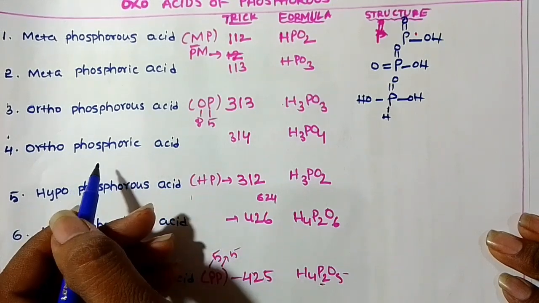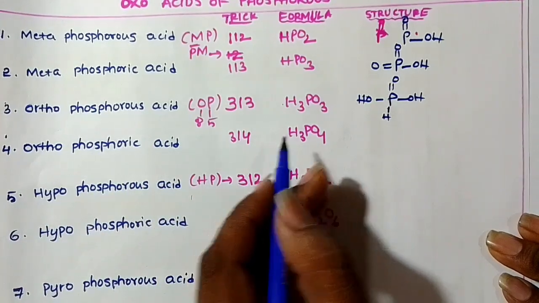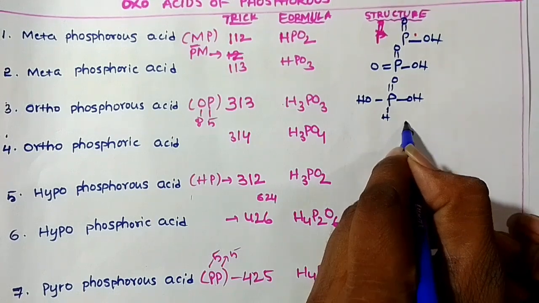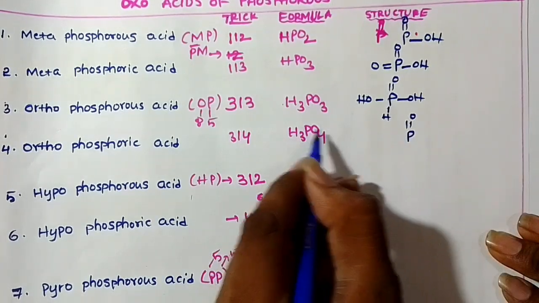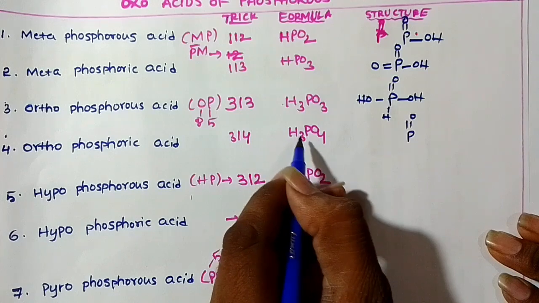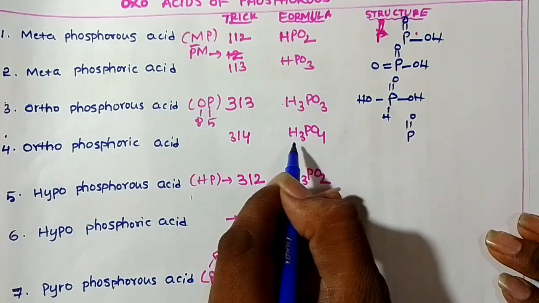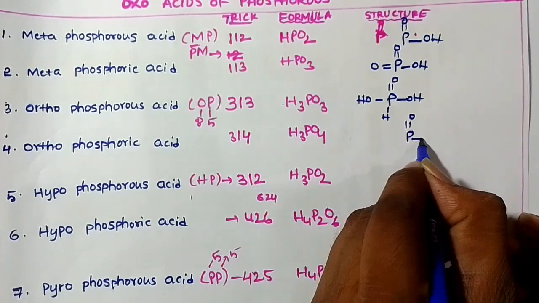Now coming to orthophosphoric acid, the formula is H3PO4, and P double bond O is common. Remaining oxygen atoms 3 and remaining hydrogen atoms 3. 3 oxygen atoms combine with 3 hydrogen atoms and can form 3 OH groups.